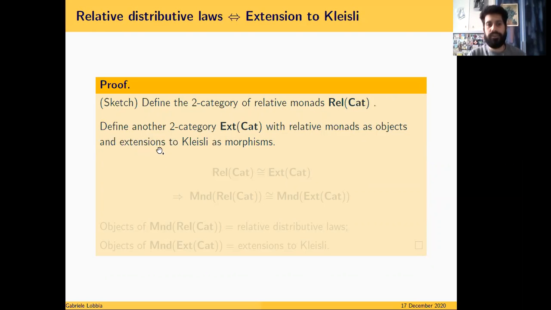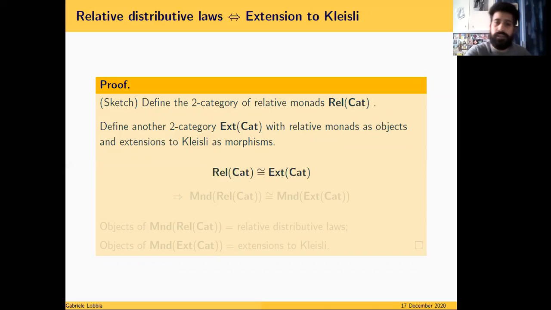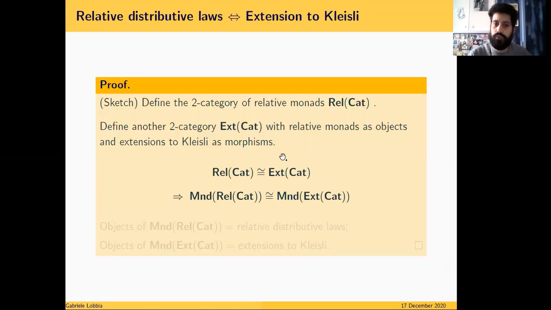Be careful, because extensions to Kleisli in this relative setting are a bit more tricky than in the normal setting. We need to add a few more axioms. I will explain a bit in the next slide. But you can still find a 2-category with objects relative monads, and extensions to Kleisli as morphisms, and then also some transformation sort of things. Then you prove that these 2-categories are actually 2-isomorphic. You calculate monads inside these 2-categories.